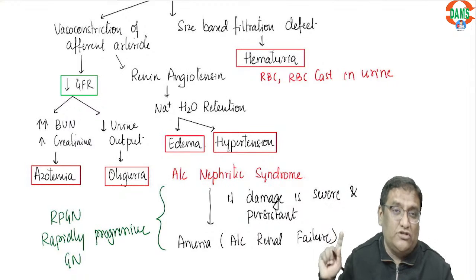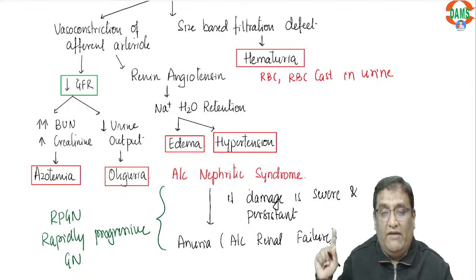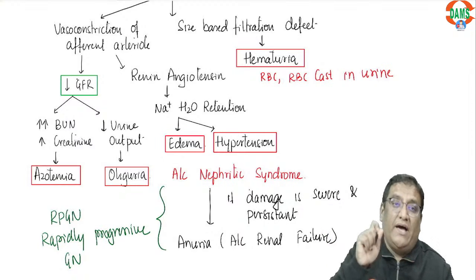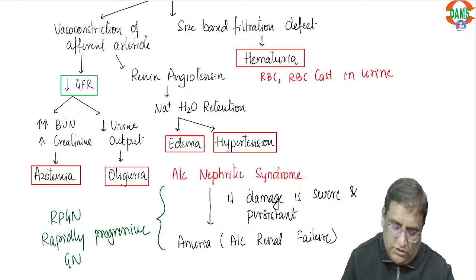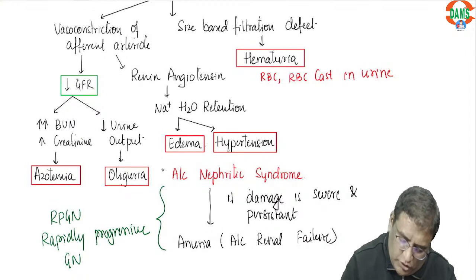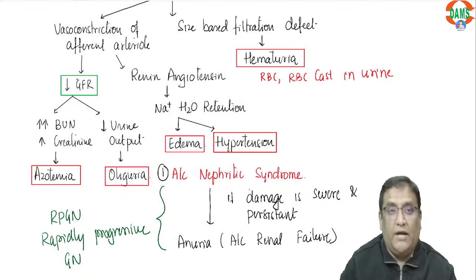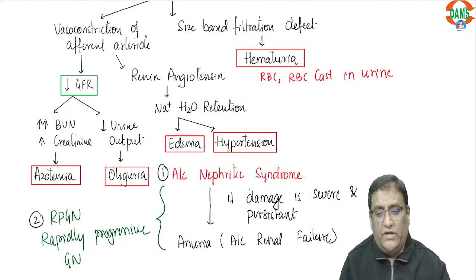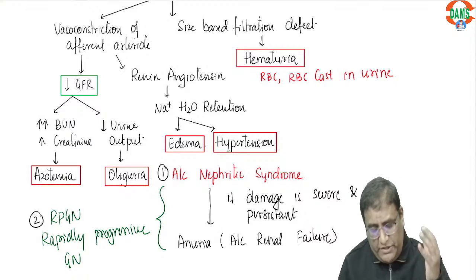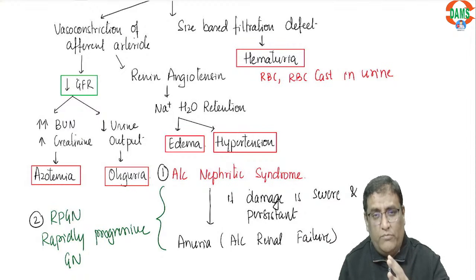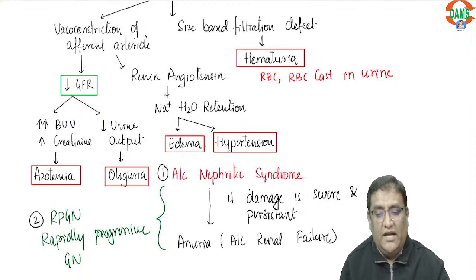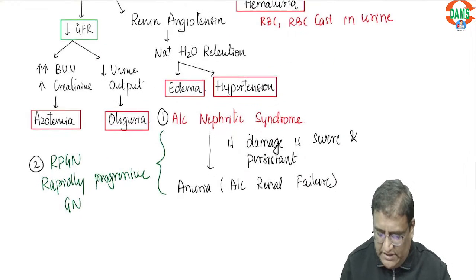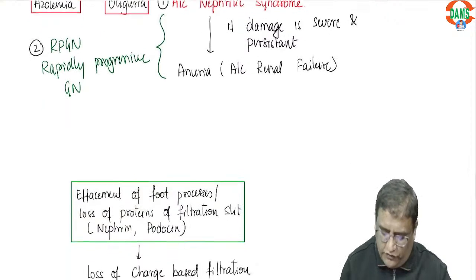RPGN is a complication of acute nephritic syndrome. Acute nephritic syndrome, remember, is one of the clinical manifestations of a glomerulonephritis. The second one is RPGN. So in RPGN, the patient initially presents with nephritic syndrome and progresses to renal failure, acute renal failure.